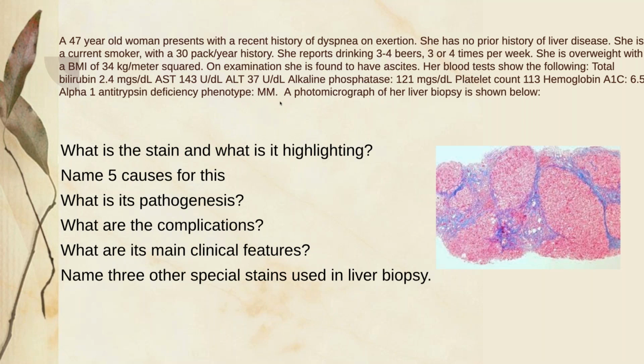Blood tests show the following, and they've given a few parameters. A photomicrograph of her liver biopsy is shown below. So what is the stain? What is it highlighting? Name 5 causes for this. What is the pathogenesis? What are the complications? What are the main clinical features? Name 3 other special stains used in liver biopsy. So kind of covering cirrhosis there.